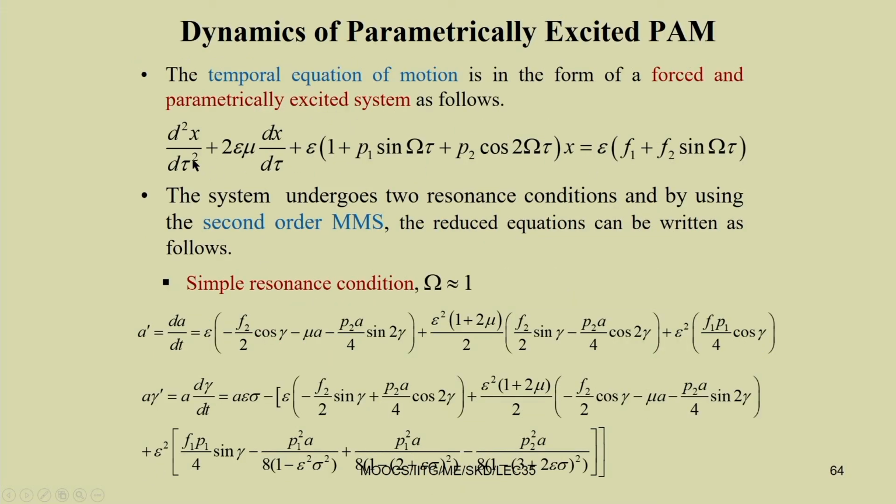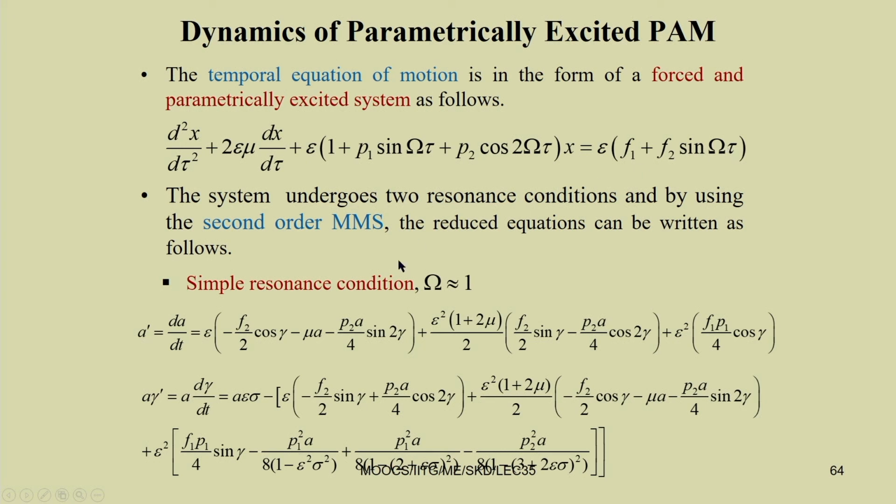So, the simplified equation: d square x by d tau square plus 2 epsilon mu dx by d tau plus epsilon into 1 plus P1 sin omega t plus P2 cos 2 omega t into x. So, you just see the coefficient of x. So, 1 into x is the constant part, but these other two, P1 sin omega t and P2 cos 2 omega t, are coefficients of x. So, this leads to parametric excitation, and on the right hand side also we have the forcing, that is a constant part epsilon f1 plus epsilon f2 sin omega t.